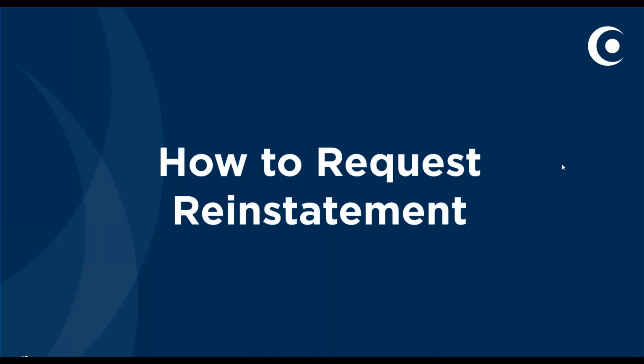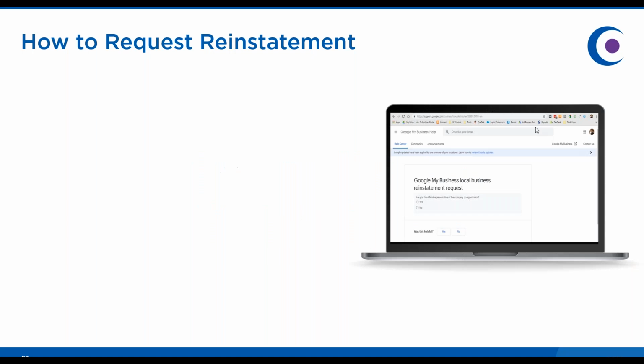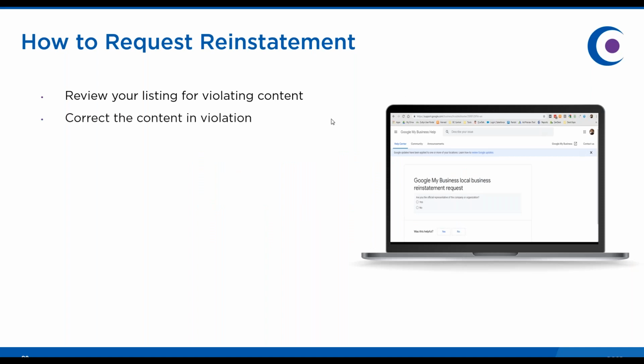Okay, so let's say you got suspended. Let's talk about how to fix it, how to request reinstatement from Google. First, you want to review your listing for any content issues. Identify what the issues are. You want to correct the content that's in violation, right? Either removing something that's in violation, rewriting your business description, deleting some of those bad business categories, whatever it is. Make the fix.